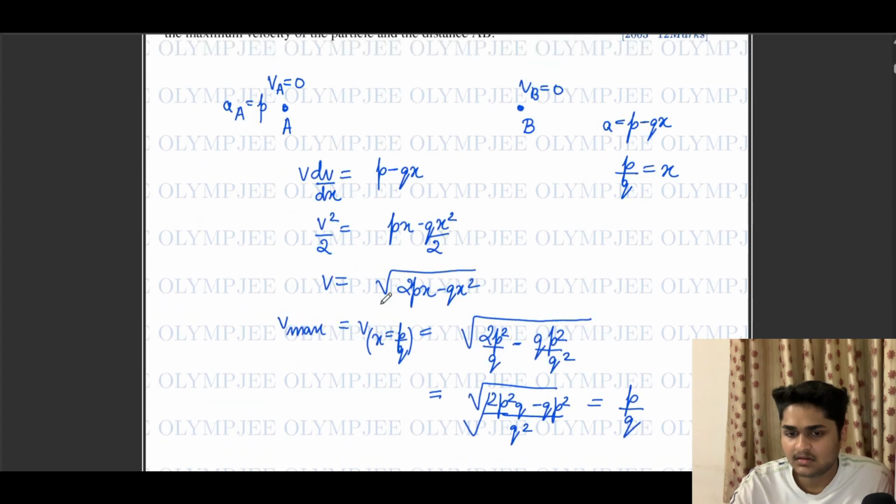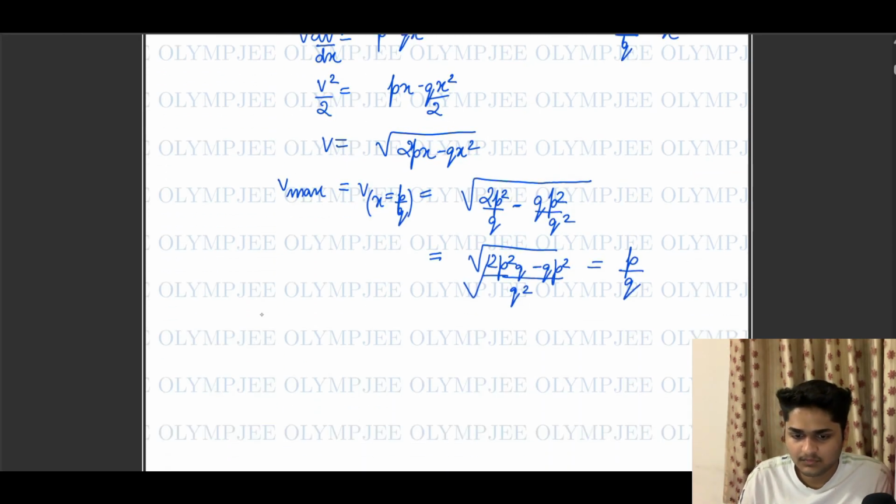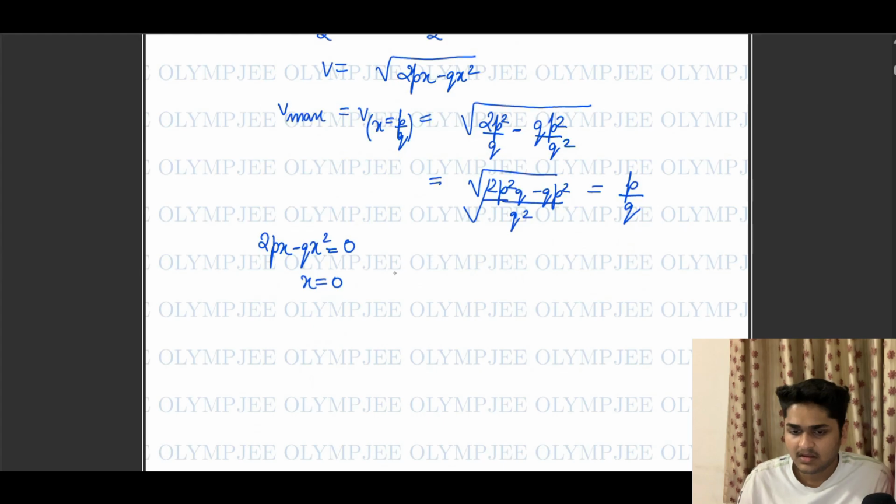To find the distance AB, we know that the velocity at B is equal to 0. So when we equate v as 0, we will get either x is equal to 0, which is at A, because at A also the velocity is 0, and the other solution that we get is 2p by q. So this will be the distance AB.